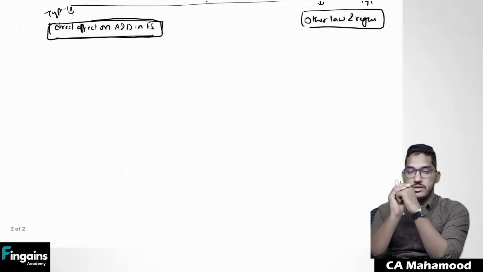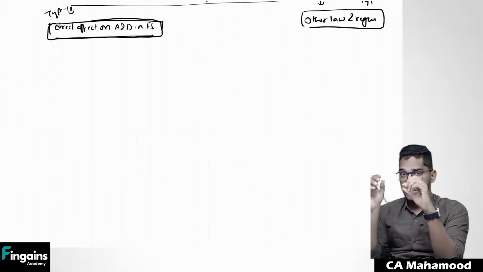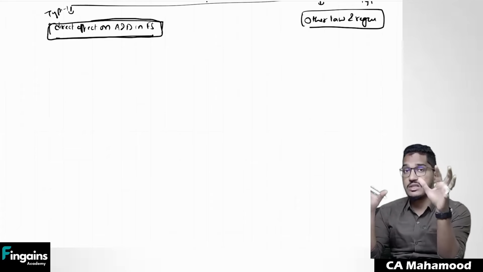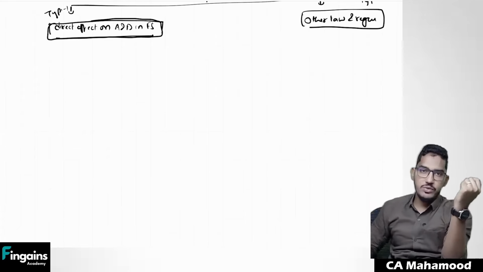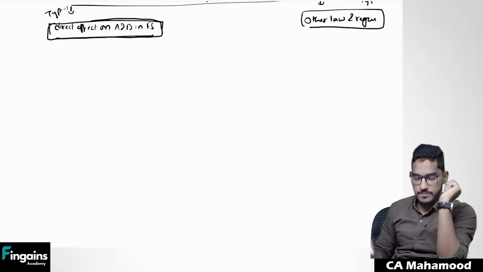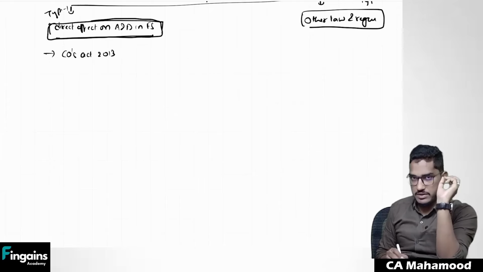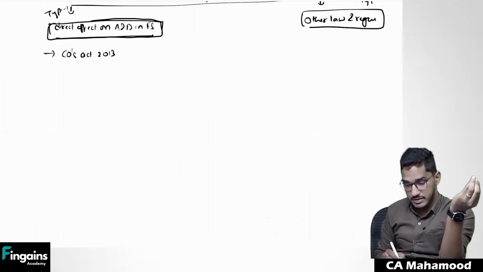So what are type 1 laws and regulations? Those laws which are going to directly affect the amounts and disclosures in my financial statements will fall under type 1. Can you give me a few examples of those laws and regulations which have a direct effect on my financial statements? For example, the Companies Act is a law which is going to have a direct effect on the financial statements. We are preparing financial statements as per Schedule 3, and that Schedule 3 is given under the Companies Act.